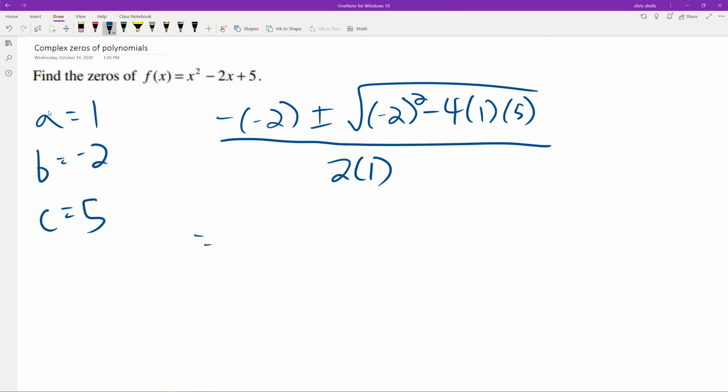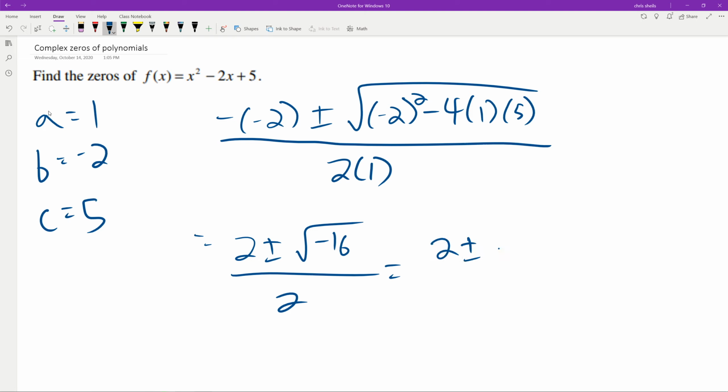This ends up just being positive 2 plus or minus the square root of, let's see, in here I have 4 minus 20, that's going to be negative 16, all over 2. Now the square root of negative 16 is the same thing as the square root of 16 times the square root of negative 1. Oh, and keep in mind we're finding our x-intercepts here, right? So this is an x equals at the beginning.